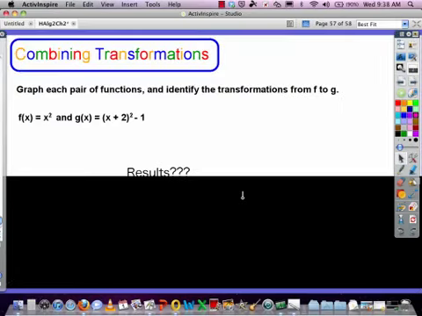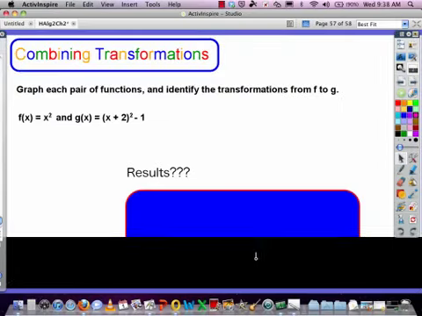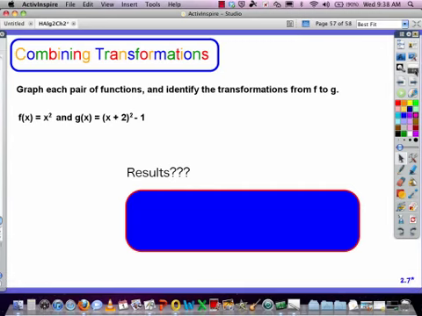Now, last but not least, what if we do some combining? Any of those, all of those could be combined. We could have 1, 2, 3, or more all in one equation. So you're really going to have to compare the equations and see what you have, and then go with, hopefully, your memorized versions of what changes. So, graph each pair of functions and identify the transformations from f to g. So you can see our original is a simple f of x equation.